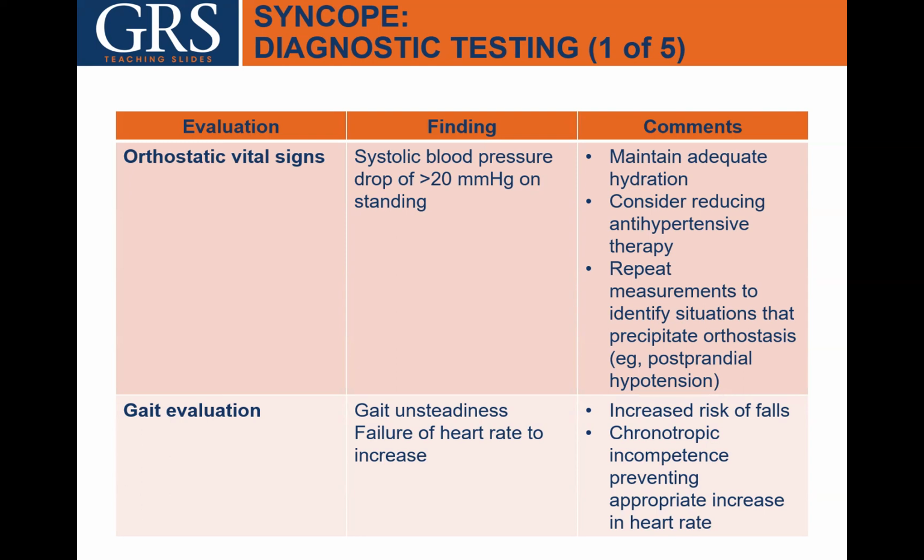Also repeat measurements to identify situations that precipitate orthostasis, including postprandial hypertension. Gait evaluation, like unsteadiness, or failure of heart rate to increase, like chronotropic incompetence. All of this can increase the risk of falls, and also indicates some cardiac issue there.